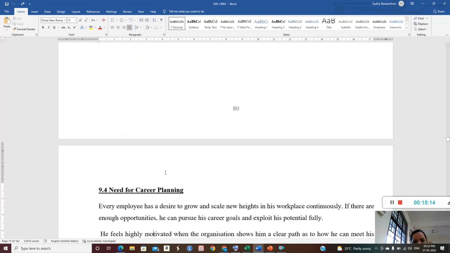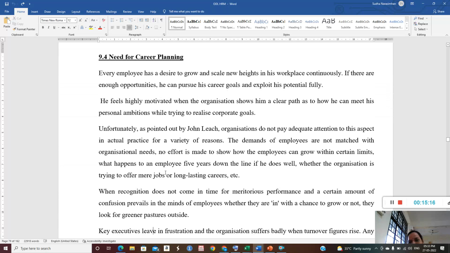When looking into the need for career planning, do we require it? Yes. Every employee has a desire to grow and scale to new heights in the workplace continuously. So if there are enough opportunities, he can pursue his career goals and exploit his potential fully.